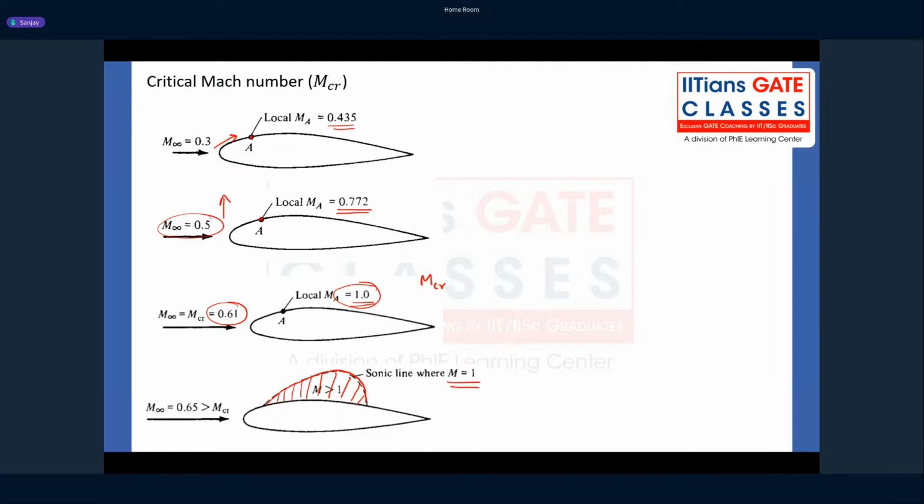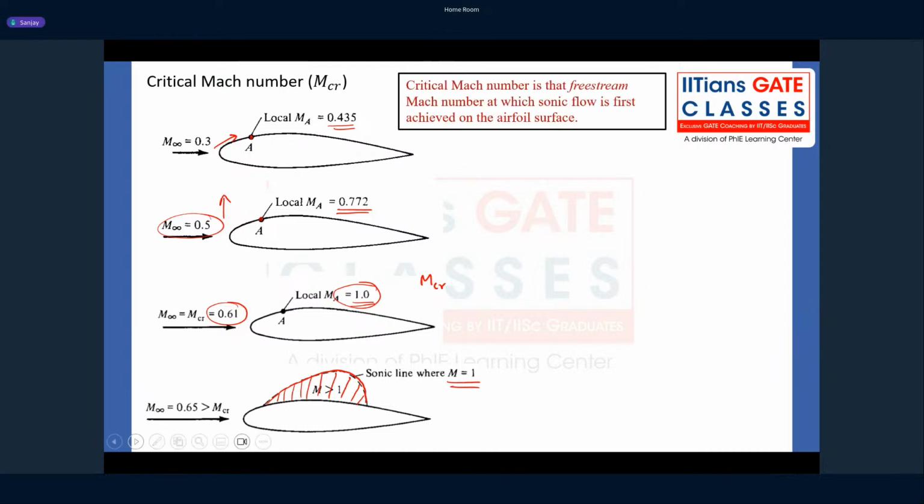Okay, so if I go above the critical Mach number, I'm still getting a favorable condition, but that is only up to a certain extent. It is not that I keep on increasing the Mach number and I'll keep on getting this pocket. Okay, so what is critical Mach number? It is a free stream Mach number at which sonic flow is achieved. And how do we estimate this? How do we estimate the critical Mach number for an aerofoil?